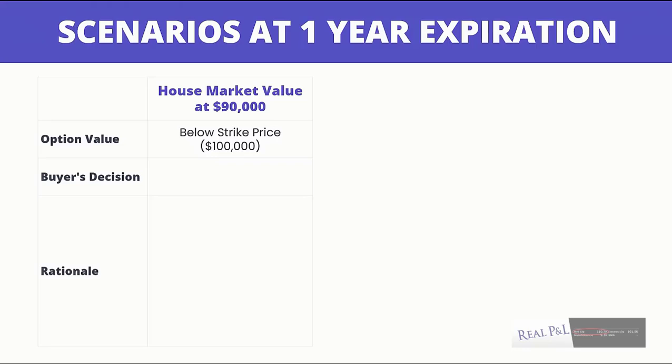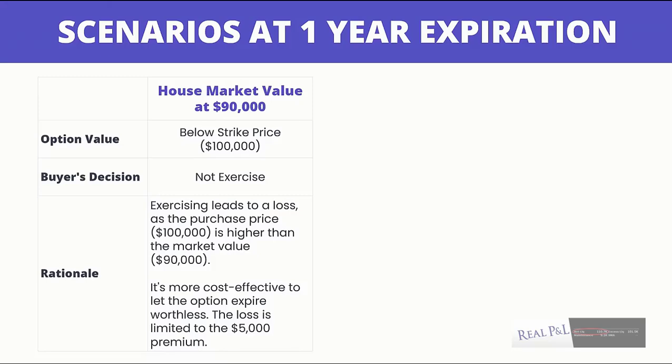Let's say that the house is worth $90,000. It's below the strike price of $100,000. So you do not exercise. The buyer doesn't exercise. They're not going to buy that house. It's worth less than $100,000. Exercise leads to a loss. The purchase price of $100,000 is higher than the market value of $90,000. It's more cost effective to let the option expire worthless. The loss is limited to the $5,000 premium.